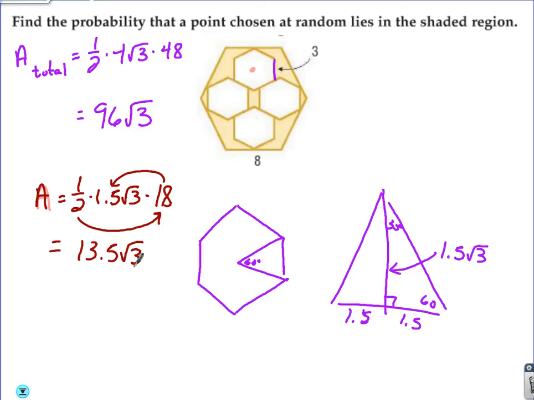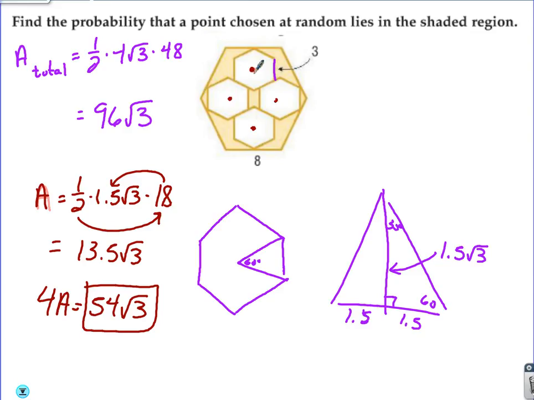That makes sense. There's 4 of them though. So let's do 4 times that area. 54 root 3. Okay, let's take that into perspective. The area of these 4 things added up is 54 root 3.